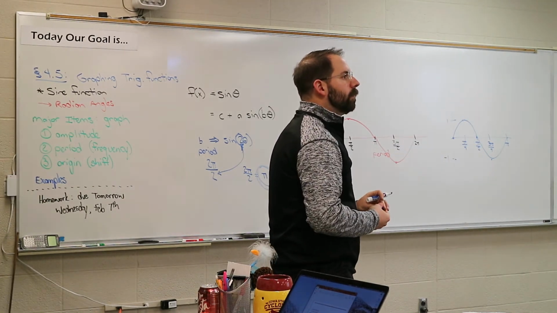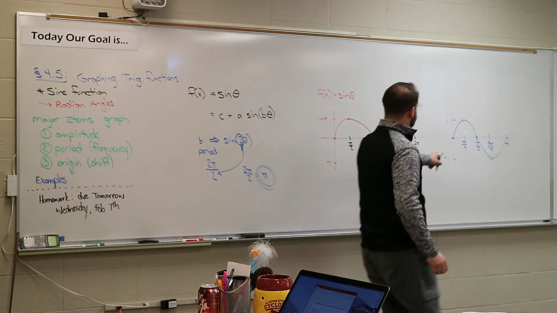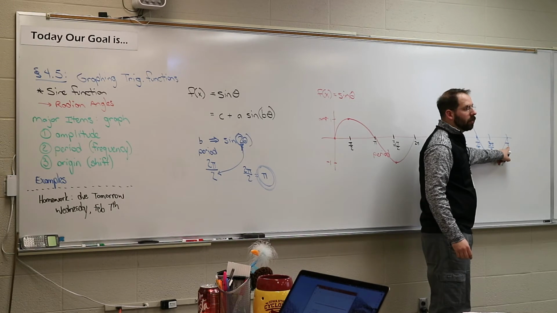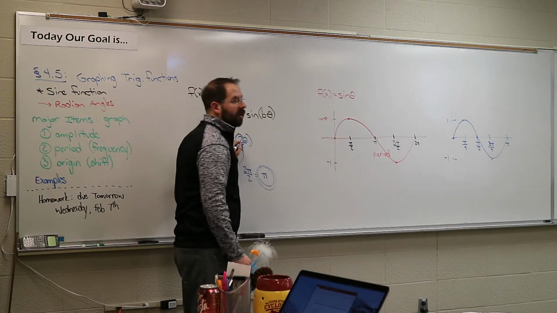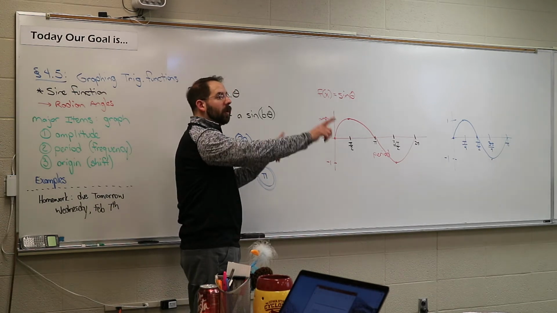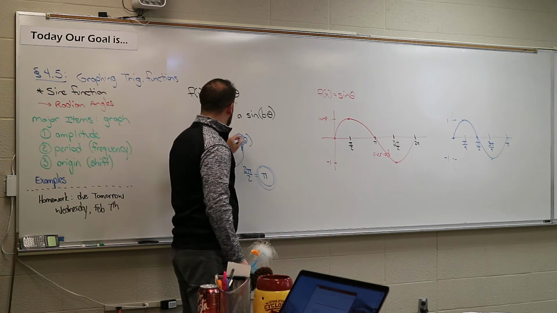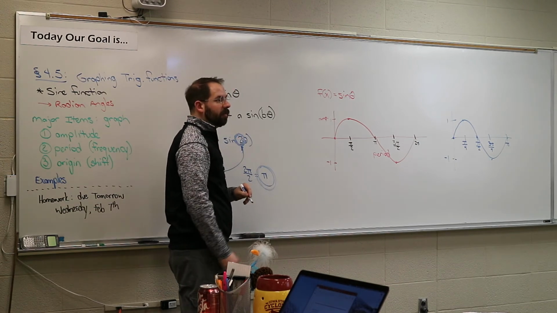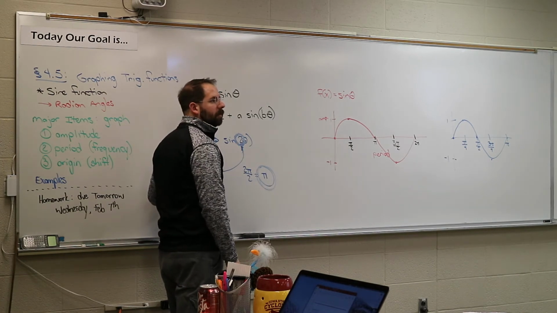How did you know that it was pi? Okay, it's whatever number they put in front of your theta. That affects your period length. Because normally we go out to 2 pi, 360, right? But if they put a number here, whatever this number is that they put in front, fraction, decimal, whatever it is, you divide your normal period by it.